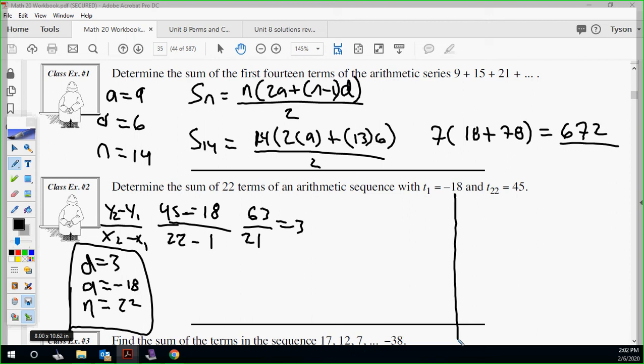So the one we can use that doesn't have a common difference is the one on the bottom. So S of 22, I'm looking at the one down here on the bottom of your book on the previous page, would be n, which is 22, times a, which is negative 18, plus t of n, which is 45, all over 2. So that would be 11, 22 times 27.